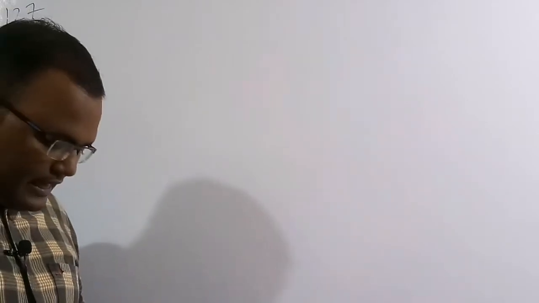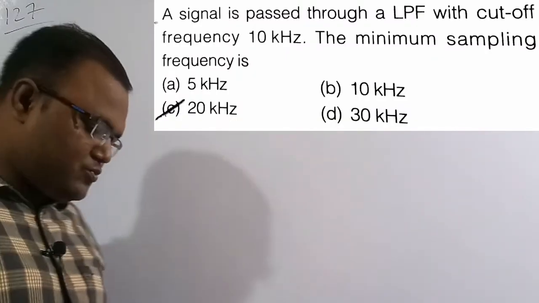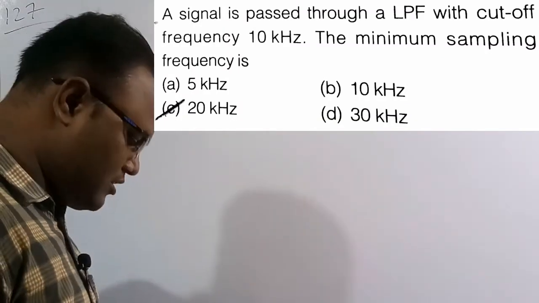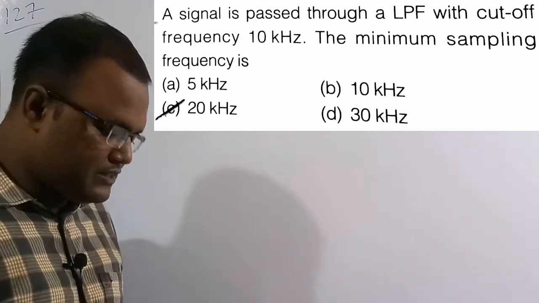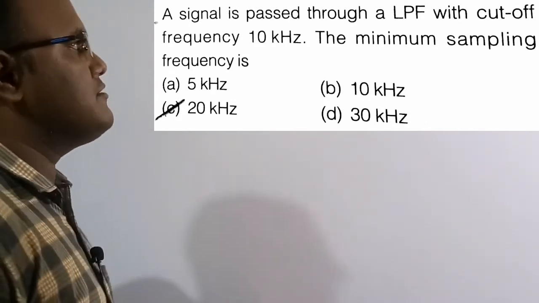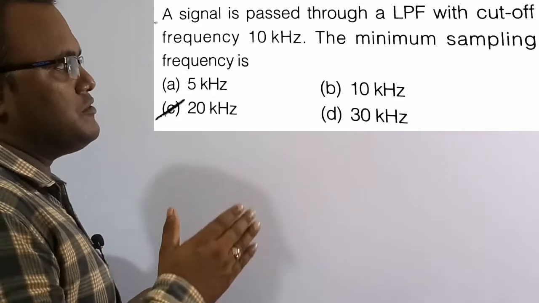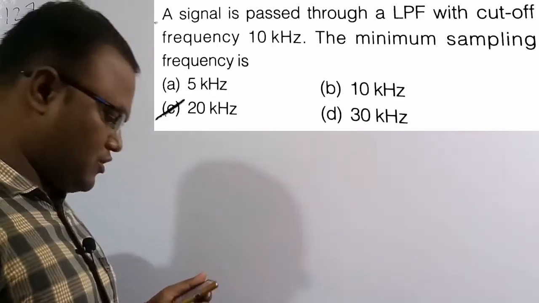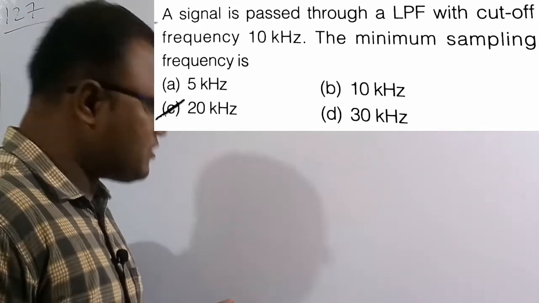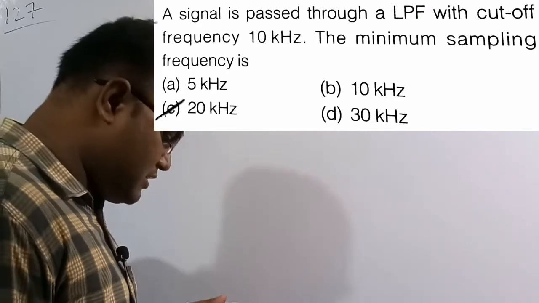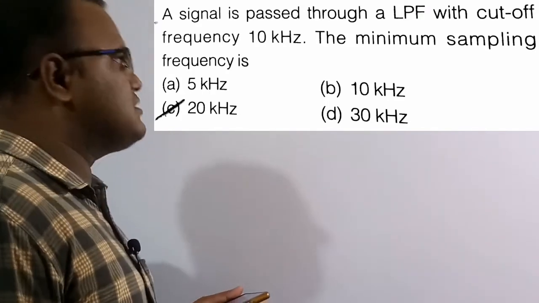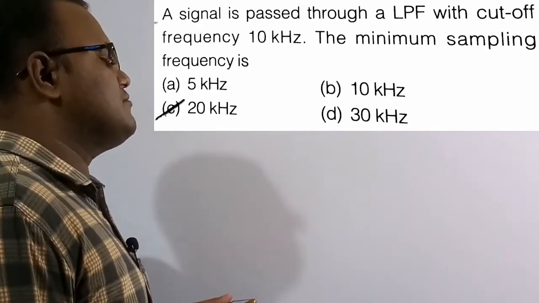Now we are going to solve the 127th question. See the question here. A signal is passed through a low pass filter with cutoff frequency of 10 kHz. So the minimum sampling frequency is? So here they are given a low pass filter with a cutoff frequency of 10 kHz. So we have to find what is the minimum sampling frequency. Out of the four options, option A, 20 kHz, is the correct solution of this question.